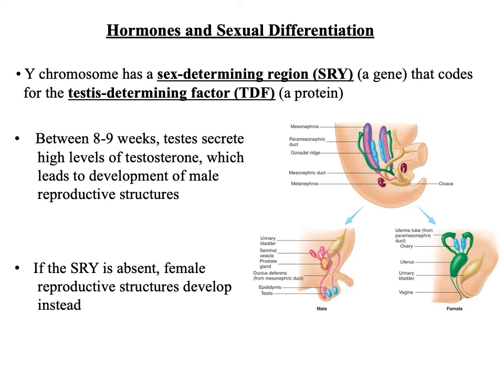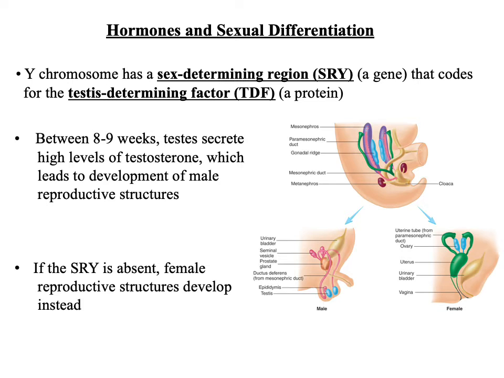So assuming the SRY gene is there and this protein is being made, between 8 and 9 weeks of development, the presence of this protein and because of the gene, the testes will start to secrete very high levels of testosterone. Okay, and that's the main male hormone. It's probably one that you've heard of before.